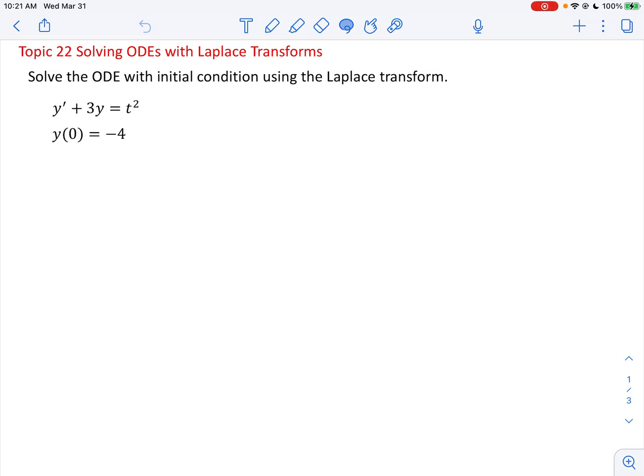Hello class. Topic 22 is solving ODEs using Laplace transforms. This is where we use the information that we learned from topics 19, 20, and 21 and combine that information and actually solve ODEs from start to finish. We will only do 3 tasks in this lecture.